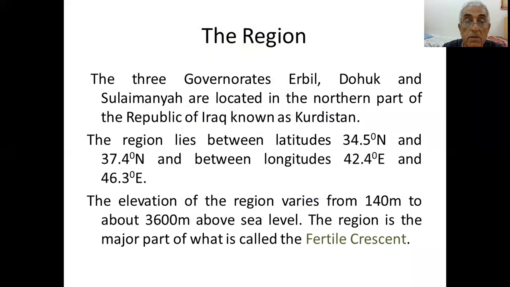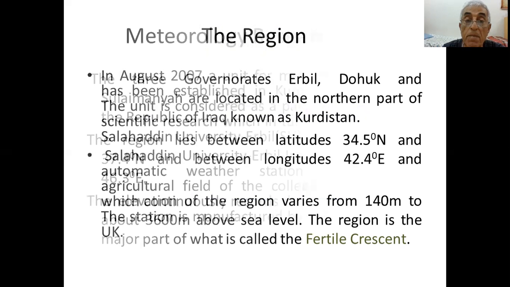The region. The three governorates, Erbil, Duhok, and Suleimani, are located in the northern part of the Republic of Iraq, known as Kurdistan. The region lies between latitudes 34.5 degrees north and 37.4 degrees north, and between longitudes 42.4 degrees east and 46.3 degrees east. The elevation of the region varies from 140 meters to about 3,600 meters above sea level. The region is the major part of what's called the Fertile Crescent.